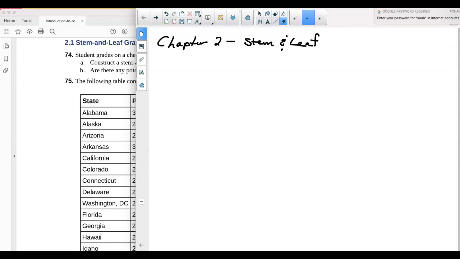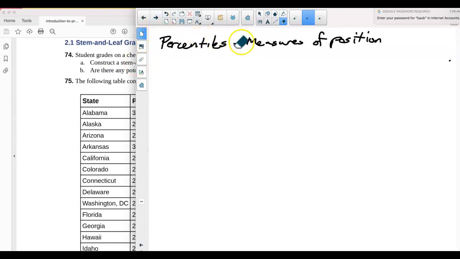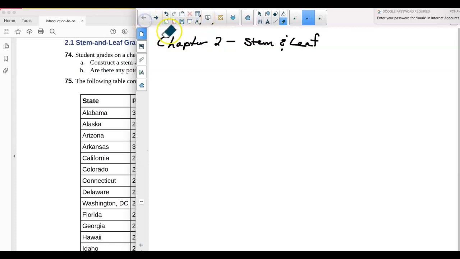Hello, and in this video we're going to talk about stem and leaf diagrams, histograms, and measures of position, sometimes called percentiles, sometimes called median and quartiles. So those are the three topics we're going to cover today in this video. Let's start with stem and leaf.